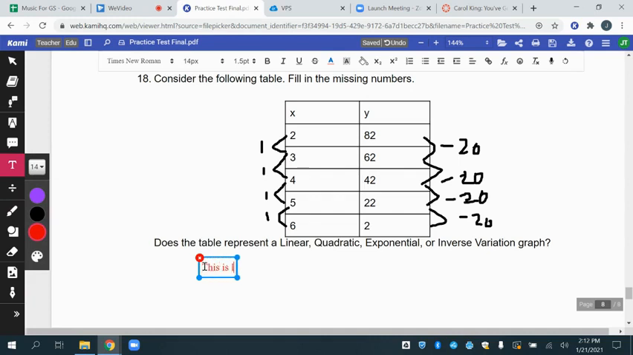This is linear. It has a slope. Remember, slope is always y over x. Slope of -20 over 1. Or just -20.